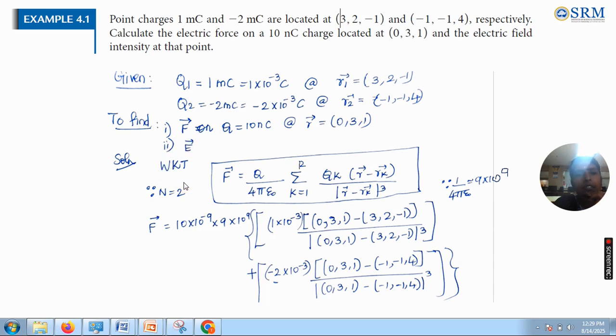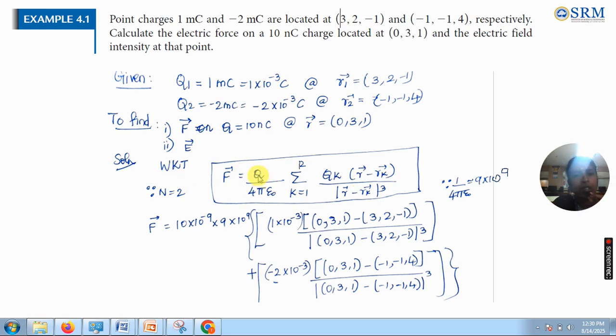So we already know from the superposition theorem applied on Coulomb's law, when there are more than 2 point charges, I can take that force as q divided by 4 pi epsilon naught. The test charge remains the same, so this is taken out. What is the leftover? I have to multiply the force due to each charge on this test charge. So qk, where k varies from 1 to 2, and the vector r minus rk vector divided by the magnitude of r minus rk vector, the whole cube.